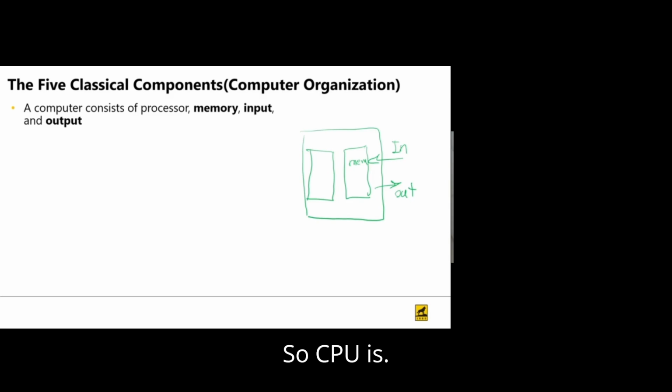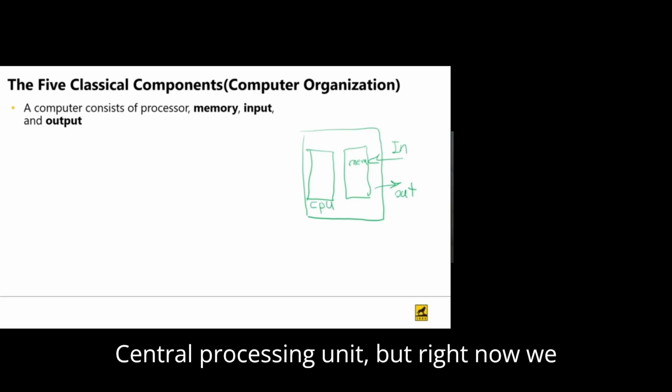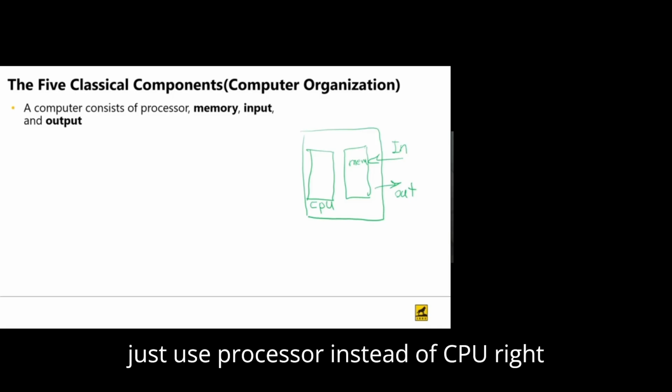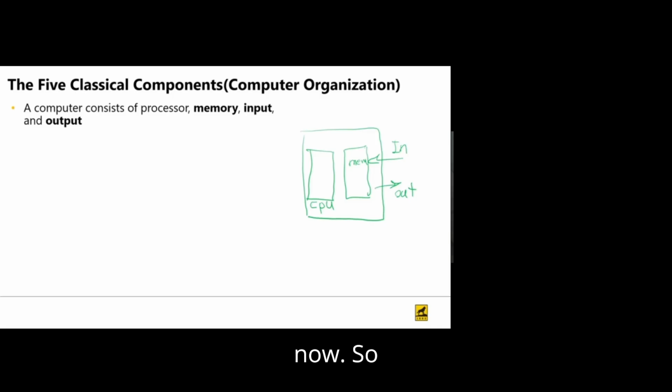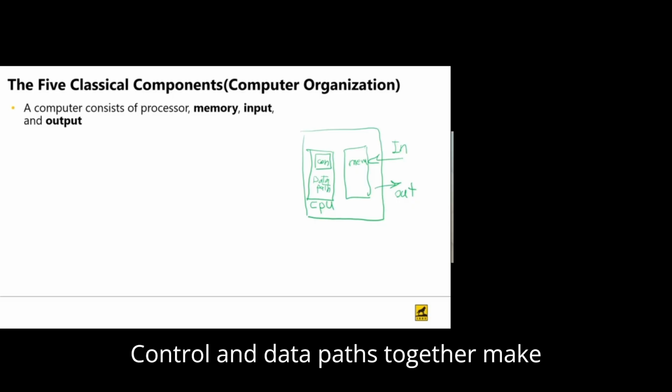So CPU stands for central processing unit, but right now we just use processor instead of CPU. So the processor or CPU has two parts mostly: control and data path. Control and data path together make the CPU.